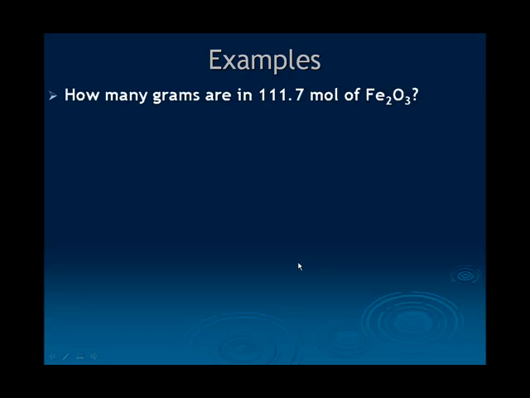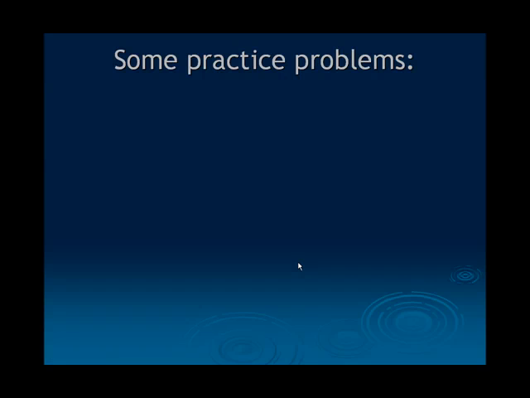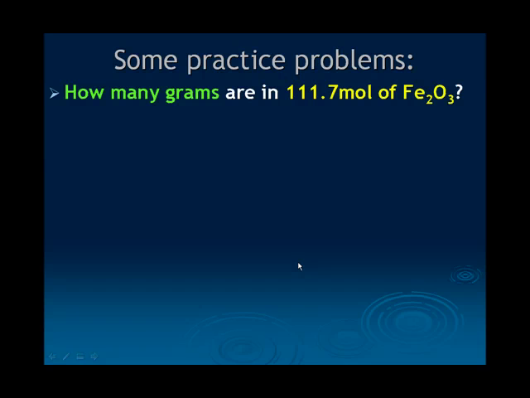Now for the next one, I'd really like you to pause if you haven't and try setting it up on your own. It doesn't get any easier. You can watch me do 50 examples, but until you start trying it, you're not going to know what you don't understand. So in this particular problem, we're asked for grams, and we want to know how many grams are in 111.7 moles of iron 3 oxide. So set up what you're looking for. I'm looking for grams of the iron 3 oxide, so there's my X. I'm given 111.7 moles of the iron 3 oxide to start.